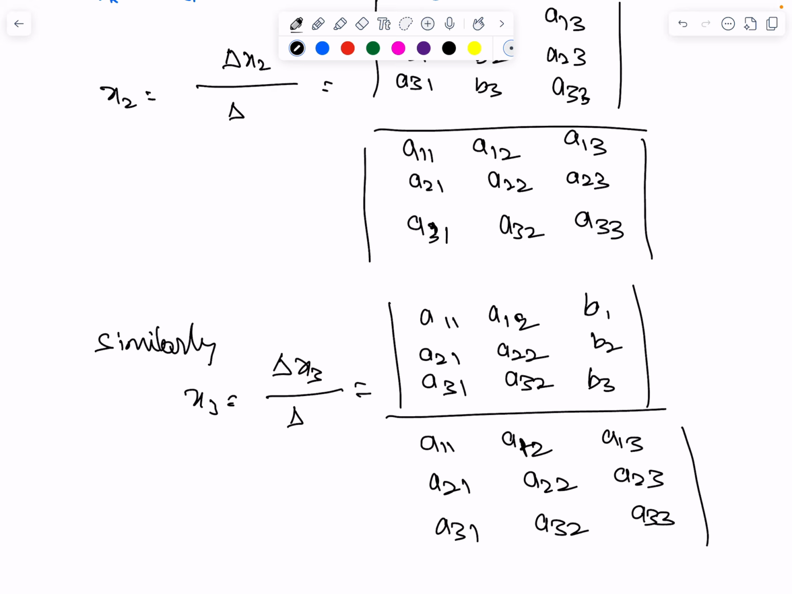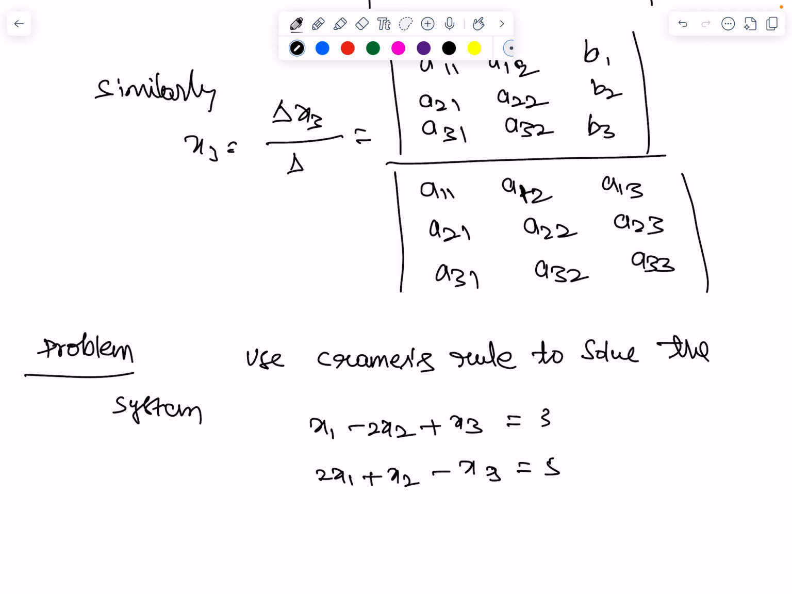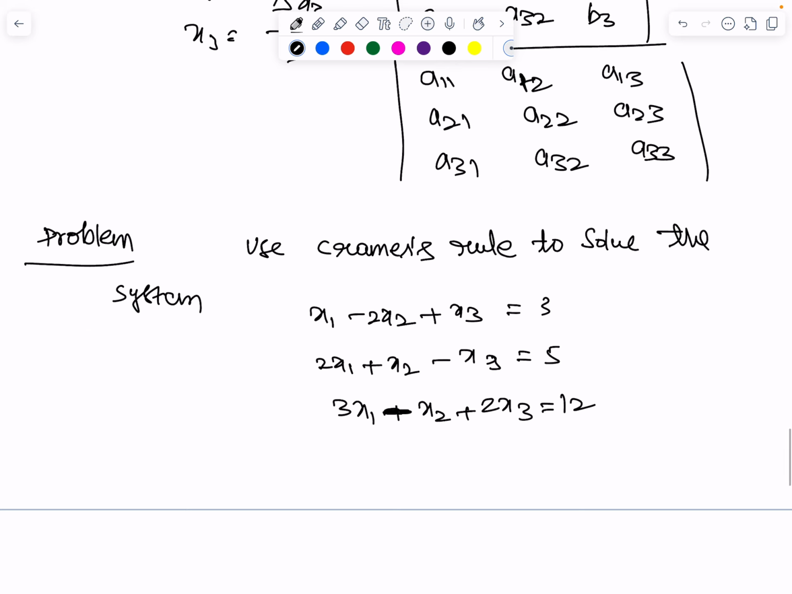So this is how we are finding x1, x2, x3 of a given 3 by 3 system. Now, 3x1 minus x2 plus 2x3 is equal to 12. If this is the given system, we are going to solve this system using Cramer's rule.